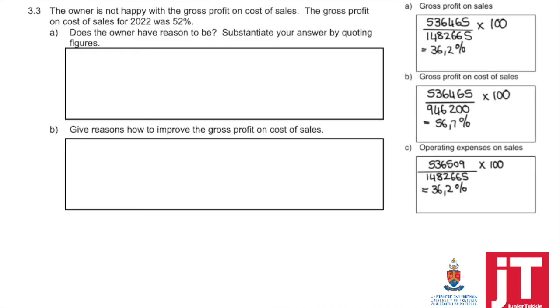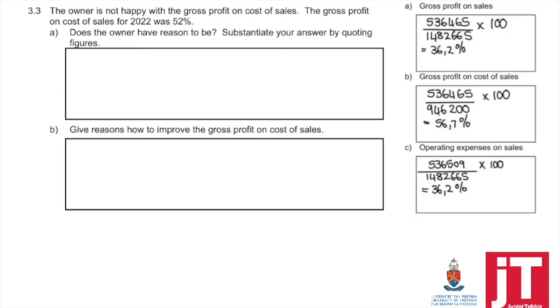Question 3.3. The owner is not happy with the gross profit on cost of sales. The gross profit on cost of sales for 2022 was 52%. Remember when we started off in this chapter, I said to you, when we're going to look at financial indicators, we're going to compare it to last year's figures to see if there's an improvement or not. So here they provided you last year's figures. And when we look at the gross profit on cost of sales, we also specifically looking at, have we achieved our aimed markup or not?